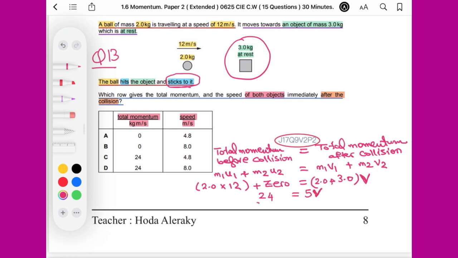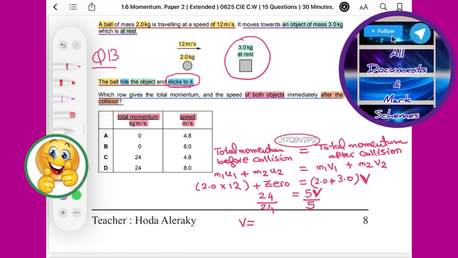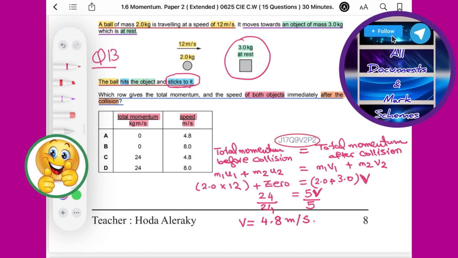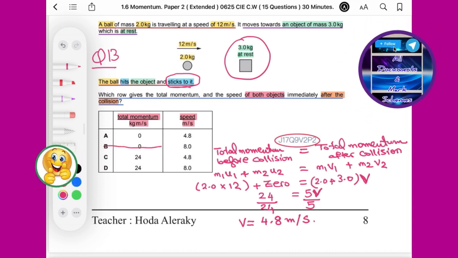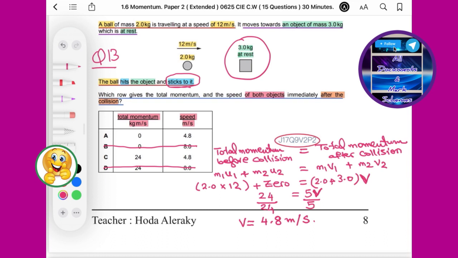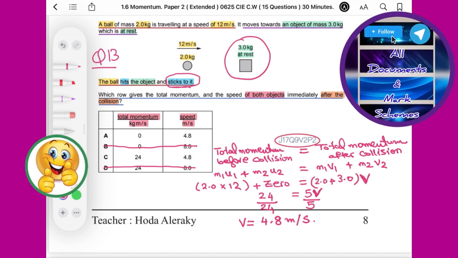V is unknown, you have to calculate it. The final velocity here is 4.8 meters per second. So you will exclude B and exclude D. So their final speed is 4.8. Okay, you have to choose between A and C.